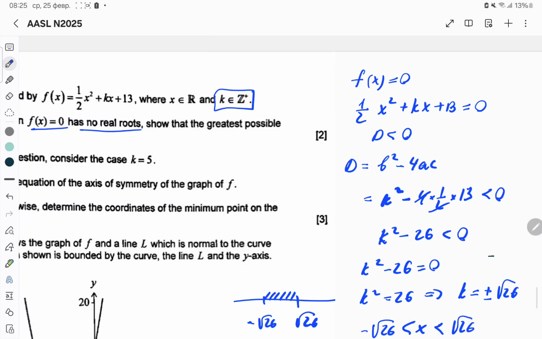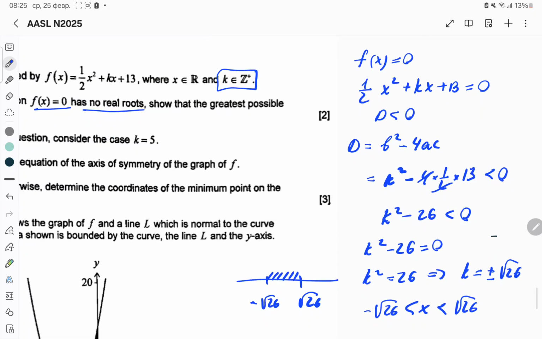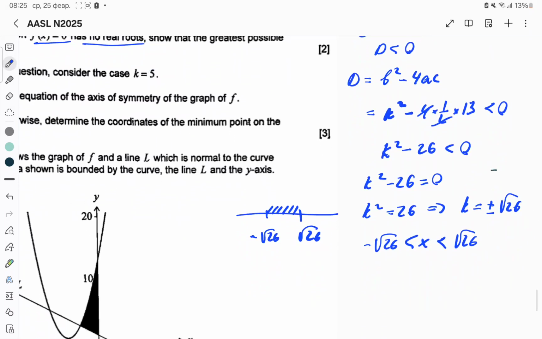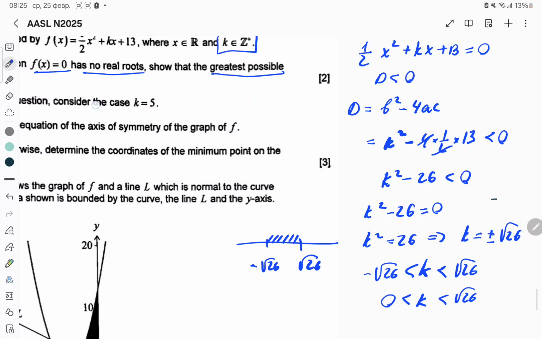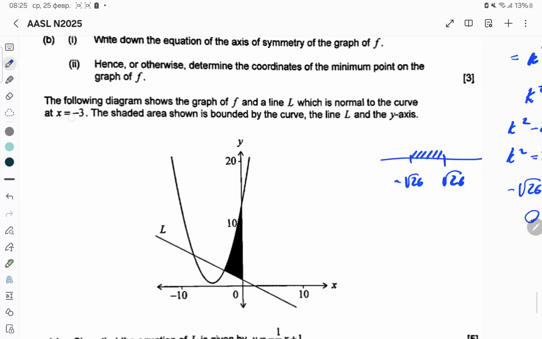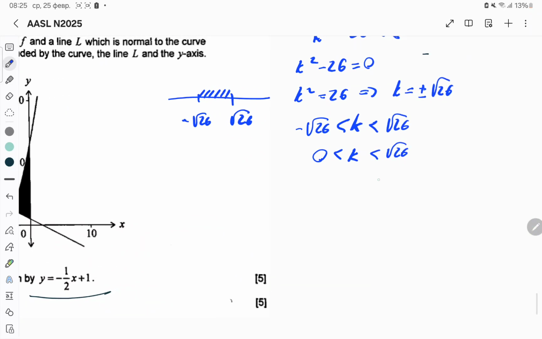But it says that k must be a positive integer, right? So we actually consider the values from 0 to square root of 26. And what's the greatest positive? It says the greatest possible value of k is 5. Yeah, we have to show that. How to show?